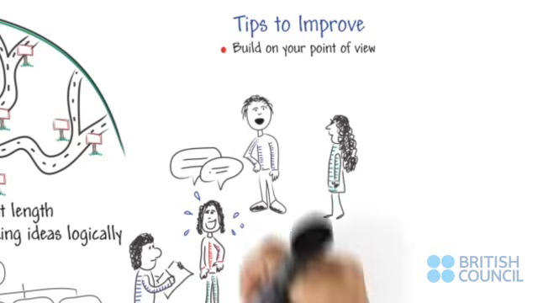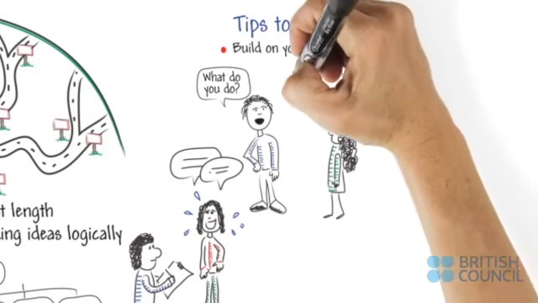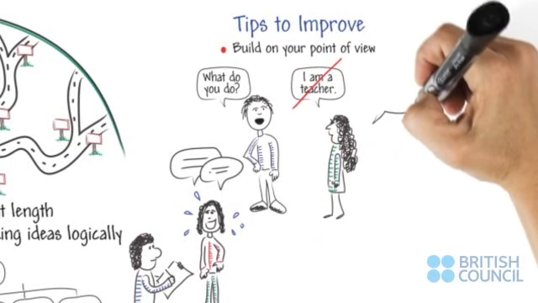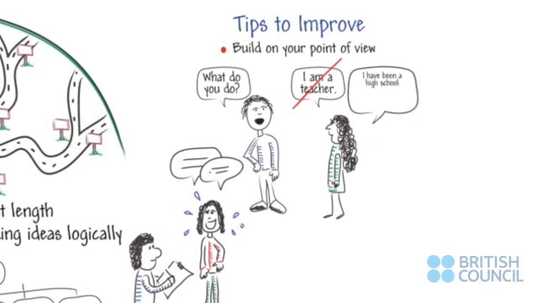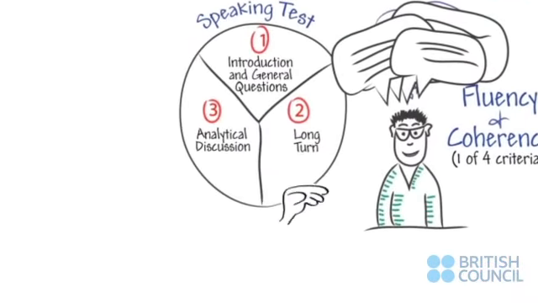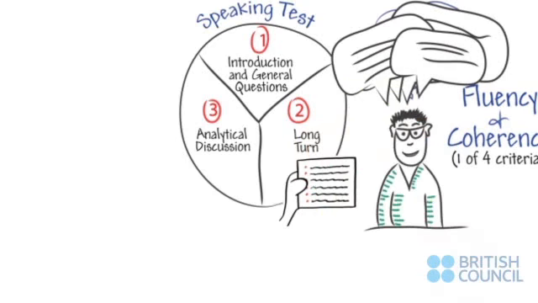For example, if the question is, "What do you do?" rather than responding with, "I am a teacher," you might expand this to, "I have been a high school mathematics teacher in New York for over 5 years." For Part 2 of the test, use the bullet points on the task card to help you structure your long turn and make notes in the 1 minute that's given using key words.